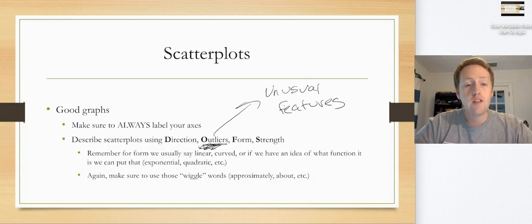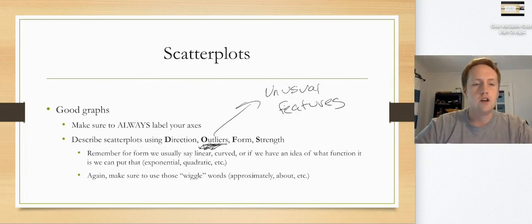Remember, for form, we can say linear, curved, or if we actually can tell that it's an exponential or a quadratic or something, you can say that. But again, make sure that you're using wiggle words. Give yourself like approximately, about, something like that. Don't overly commit to an answer, because if you've overly committed, then it could be wrong. And stats is all about estimation.